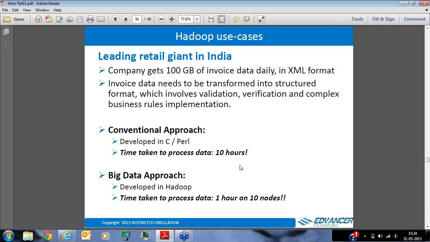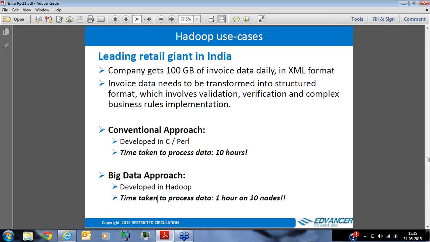So they were looking at a way where they could process this data very quickly so that they could do a lot of analysis on it before the stores opened the next day. So they adopted the big data approach. What they did was they started using a Hadoop cluster. They set up a Hadoop cluster and they put up 10 such nodes of slaves, and the time taken to eventually process all this invoice data on these 10 nodes of the Hadoop cluster came down to just 1 hour. In 1 hour, they were able to process all this data versus it taking 10 hours earlier.